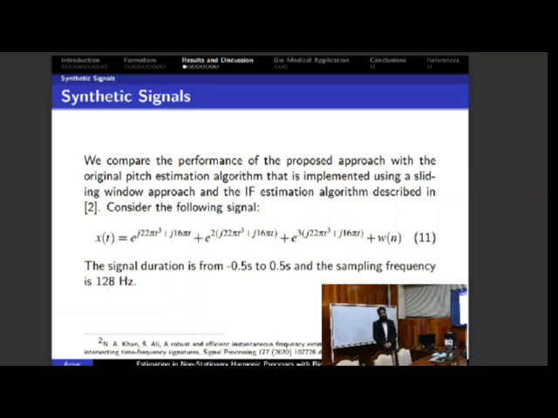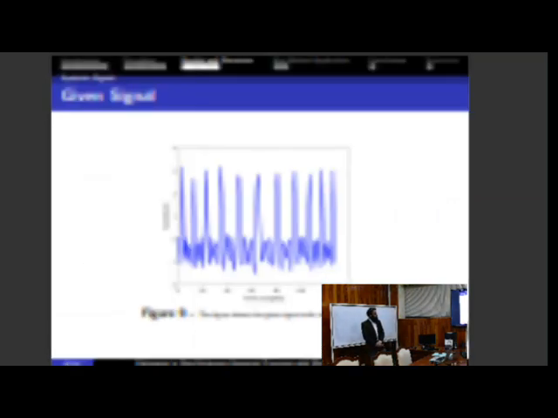It basically assumes a signal as a general. So in our work we are incorporating the constraint of harmonicity. This constraint basically increases the efficiency of the estimator, and we will see how it increases the efficiency. The signal that we consider here has 3 components. The signal duration will be between minus 0.5 seconds to 0.5 seconds, and the sampling frequency will be 128 hertz.